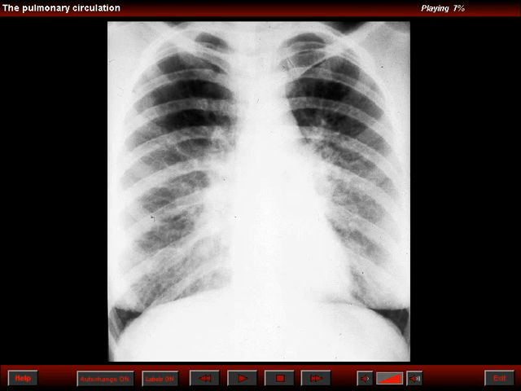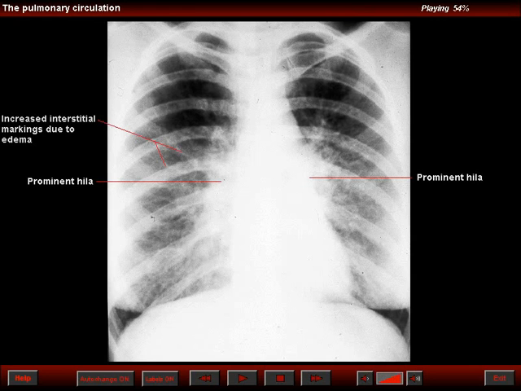Another patient with pulmonary edema shows a busy hilus, prominent hilar shadows with linear densities that radiate from the hila, representing the axial connective tissue, which appears thickened as a result of interstitial pulmonary edema.